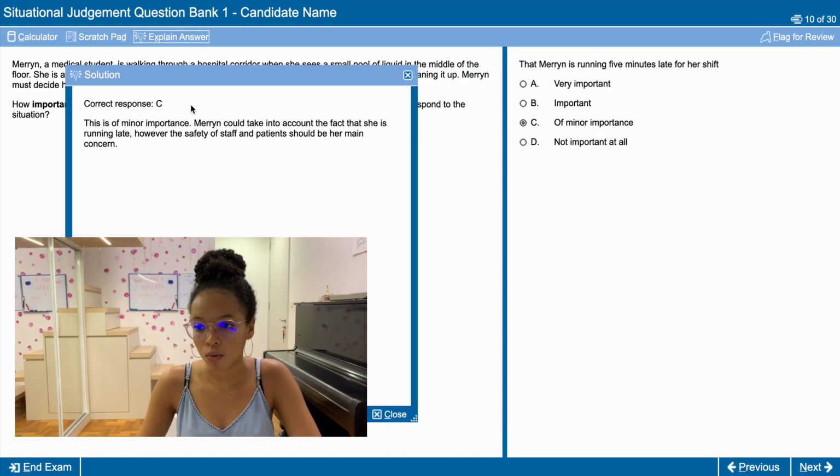Yeah, so the answer is also C. This is of minor importance. Marin could take into account the fact that she is running late. However, the safety of staff and patients should be her main concern.